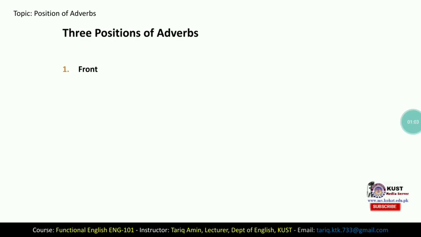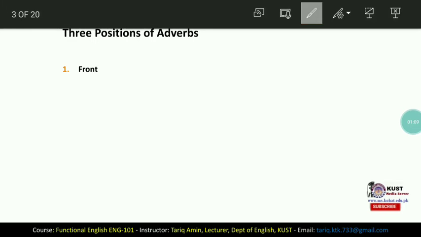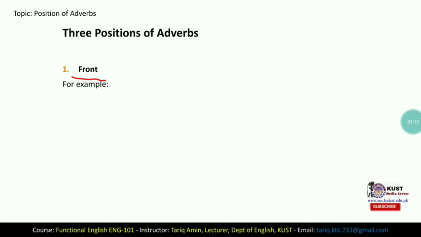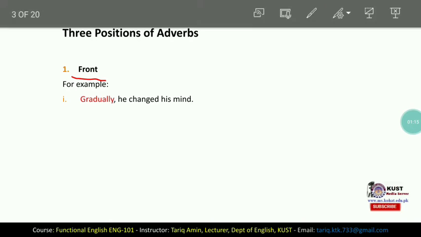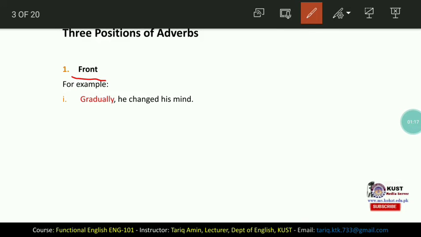Let's discuss three positions of adverbs. These are the three positions where an adverb can be used. The very first one is the front position of an adverb. For example, "Gradually he changed his mind." In this example, we can see that the adverb "gradually" has been used at the very front of the sentence.